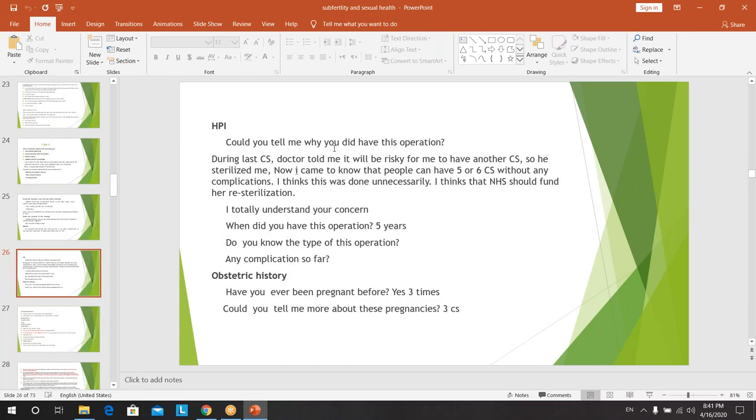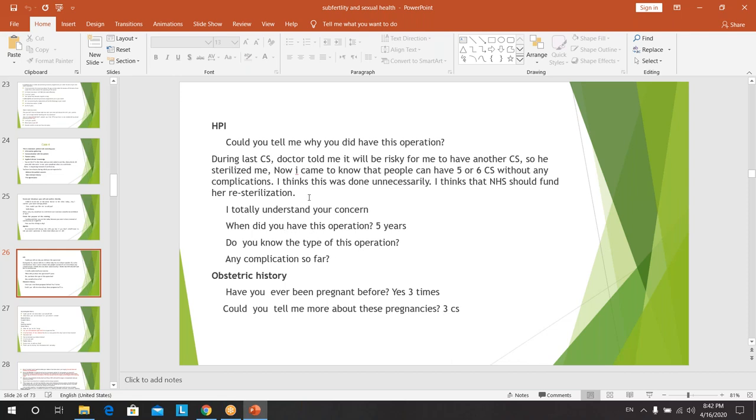History of present illness. Could you tell me why you had this operation? She will say yes, during my last cesarean section, your colleague told me that it would be risky for me to have another cesarean section. So he sterilized me. Now I came to know that people may have five, six cesarean sections without any complication, and I think this was not necessary, and I think that the NHS should fund for that. Yes, I totally understand your concern, and I can see how upset you are. When did you have this operation?